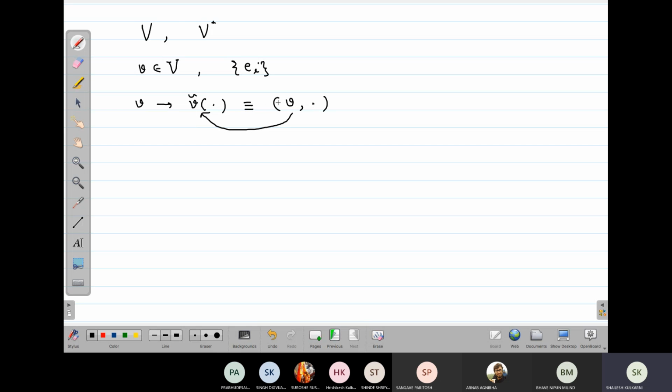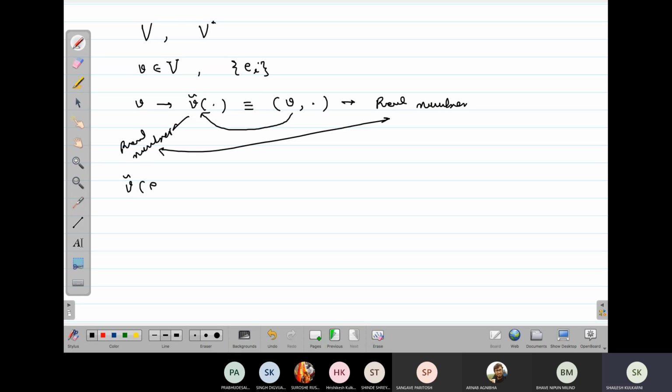Through this inner product, because the inner product of two vectors is a real number, and the action of a dual vector on a vector is also a real number. When I have this inner product defined, I am just saying that these two real numbers are the same. So given a vector V, I am assigning to it a dual vector in this way. Clear?